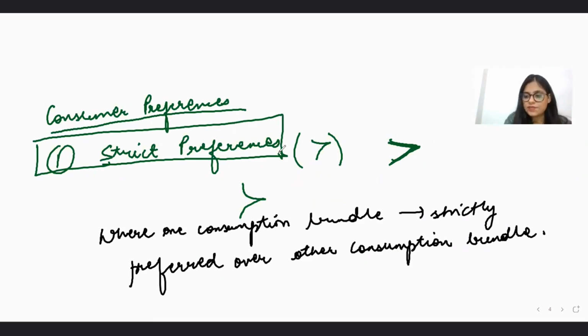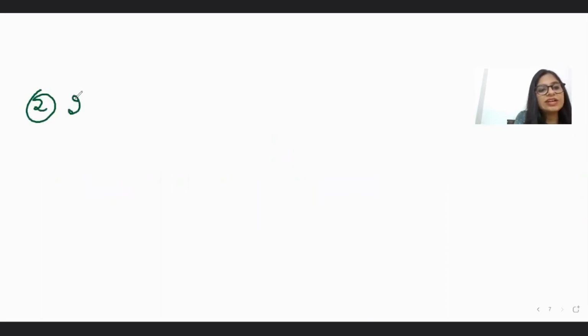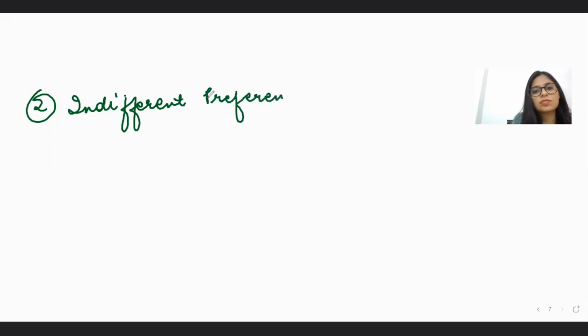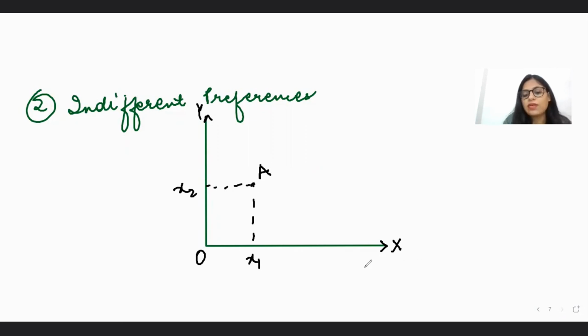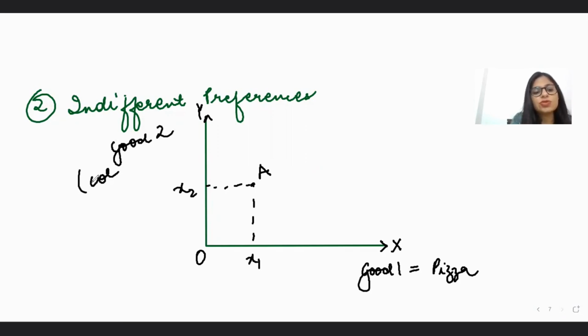The second kind of preferences that we have are called indifferent preferences. Suppose I take these two bundles. Let's go back to the bundle that we plotted. So I take a bundle A, and this bundle A had x1 units of good 1 and x2 units of good 2. This was bundle A, where good 1 was the amount of pizza and good 2 was the amount of cold drink.